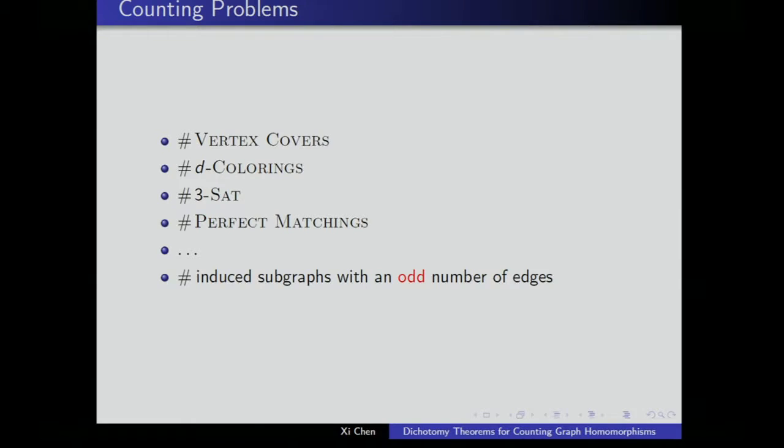But this talk is about counting problems. So here are some classical counting problems, like counting vertex covers, counting colorings, counting satisfying assignments, counting perfect matchings. Now this one may not be familiar to some of you. Given a graph, you count the number of induced subgraphs with an odd number of edges. But we'll see later that this problem actually played, I would say, a pivotal role in the sequence of dichotomy theorems that we'll see in a few slides.